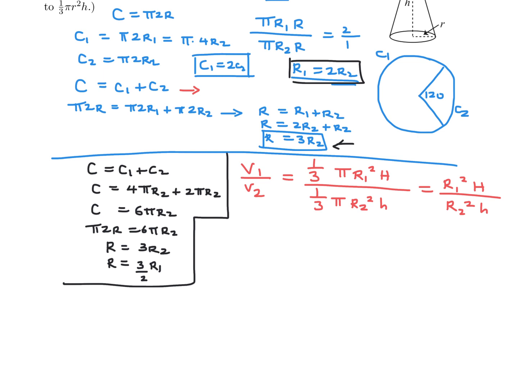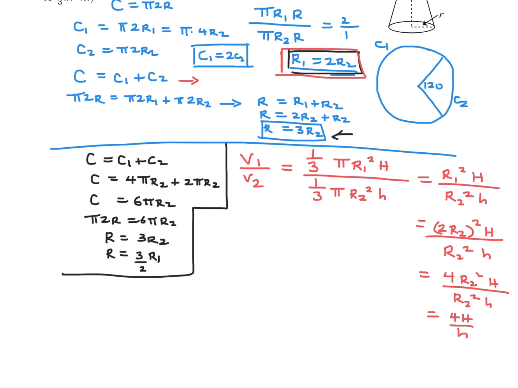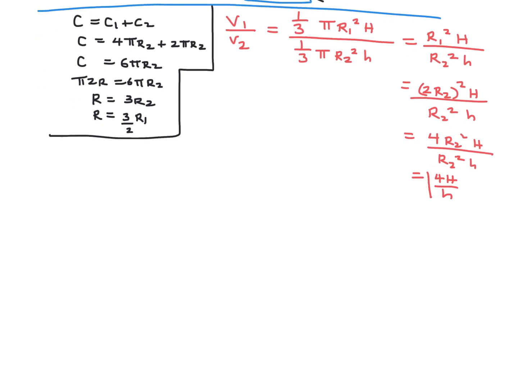Well, the first thing I noticed is that we can use this substitution here. That will help. So R1 is 2R2, so plug that in. And that will allow us to get rid of something. This will become 4R2 squared H over R2 squared small h, and therefore that just reduces to 4H over small h. Okay, good. We're still not done, but we've come very, very close to being done. All we need is some sort of a substitution for the two H's.